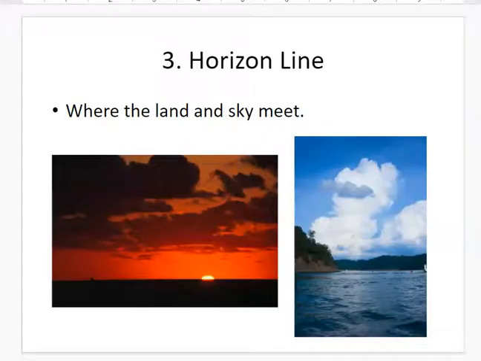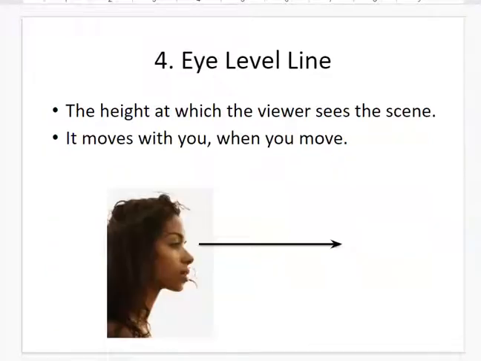A horizon line, very similar to horizontal line, as I mentioned before, is the place where the land and the sky meet. So where your land and your sky touch is your horizon, kind of like the sun going over the horizon. Some teachers call this an eye level line. The only difference is your eye level line moves with you. It's the height at which the viewer sees the scene. It moves with you when you move. A horizon doesn't necessarily move, but your eye level line does.